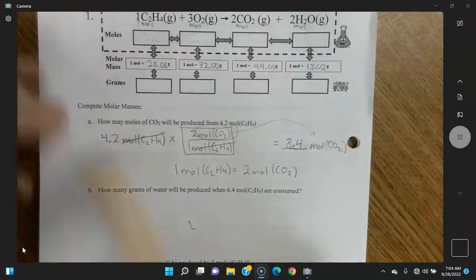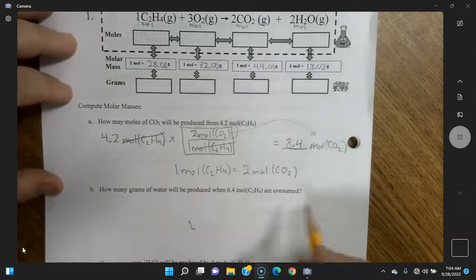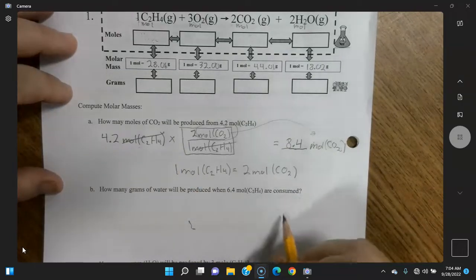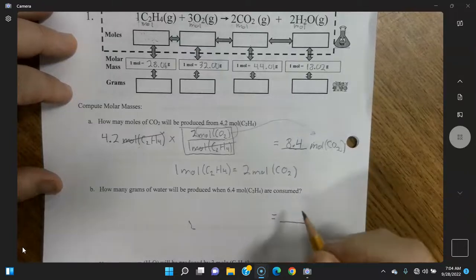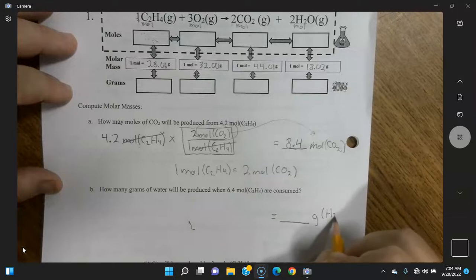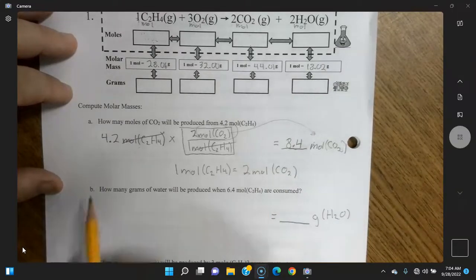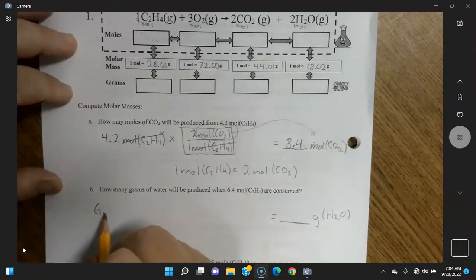Okay, how many grams of water will be produced when 6.4 moles of C2H4 are consumed? So we're trying to find grams of water. So we come way over here, equals, underline, that's where our answer goes, and it's G, and water is H2O. And we're starting with 6.4 moles of C2H4. Start way over on the left. You don't know how many conversions you're going to need right away, so just go ahead and put it way over here.